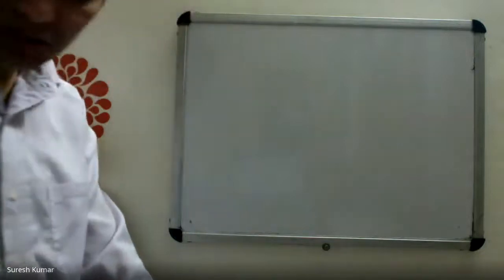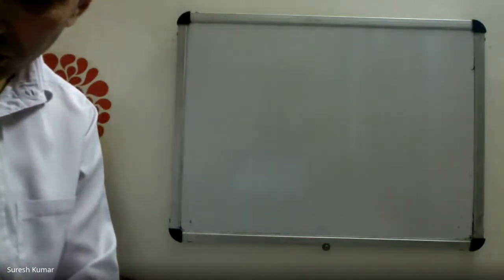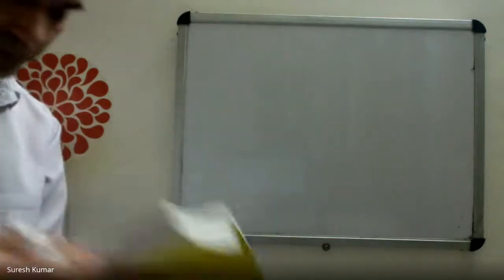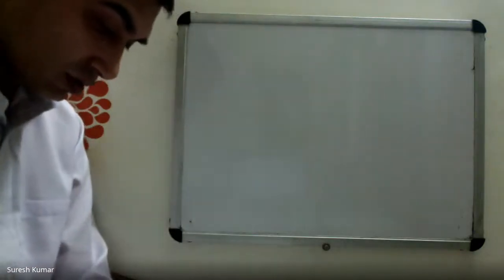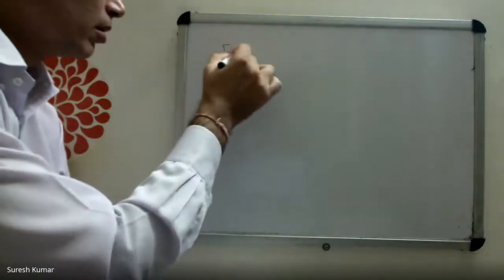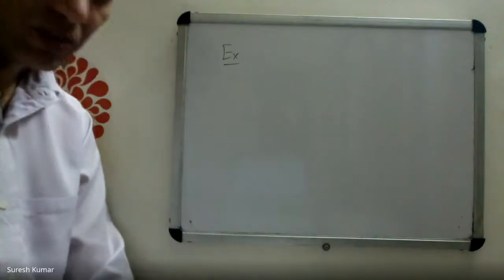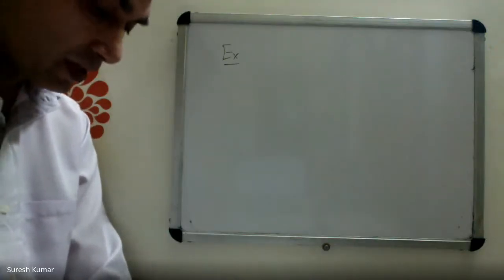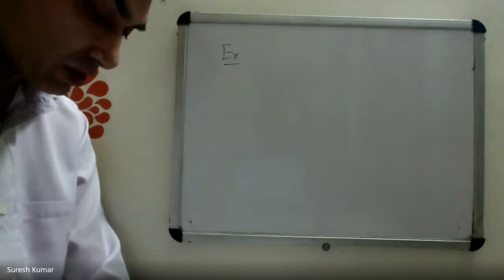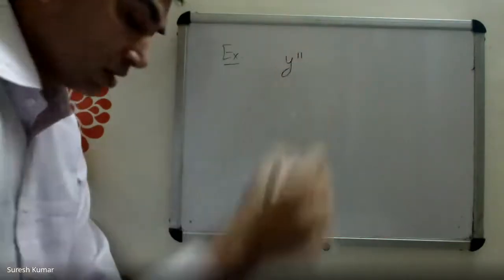Next method is method of variation of parameters, but we will not be able to complete in this lecture, so it is better to take some problems. Method of variation of parameters we will do in the next lecture. Let's see a couple of problems that will test your basics.